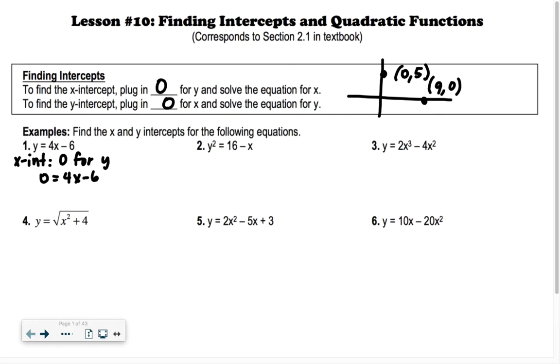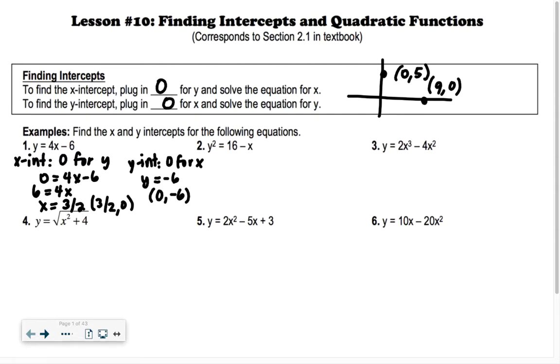So I add the 6 over, and I divide by 4. I get 6 over 4, which is the same as 3 over 2. That's a point: (3/2, 0), because we plugged in 0 for the y value. Same thing for the y-intercept, we plug in 0 for x. When we plug in 0 for x, we get y equals -6. So that's a point as well: 0 for x, -6 for y.